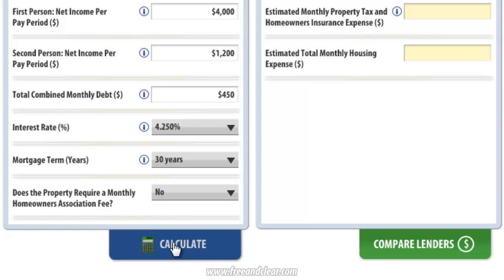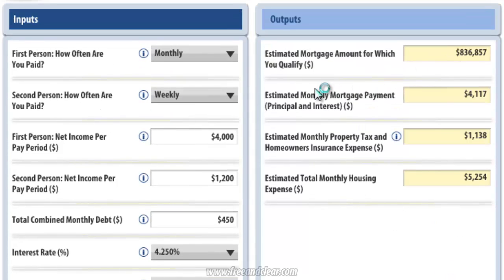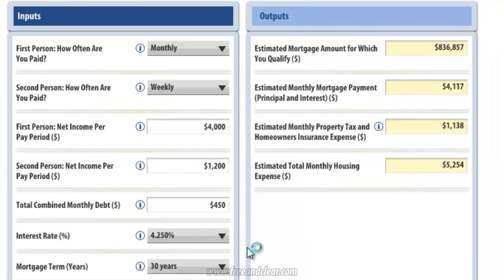I'm going to click the calculate button and it reveals our outputs. You can see that the first output is the estimated mortgage amount for which you qualify. So this is the mortgage size based upon the net income and debt figures that you've provided. The second output is estimated monthly mortgage payment. This is the mortgage payment based upon the interest rate and mortgage term that you've selected for this loan size.